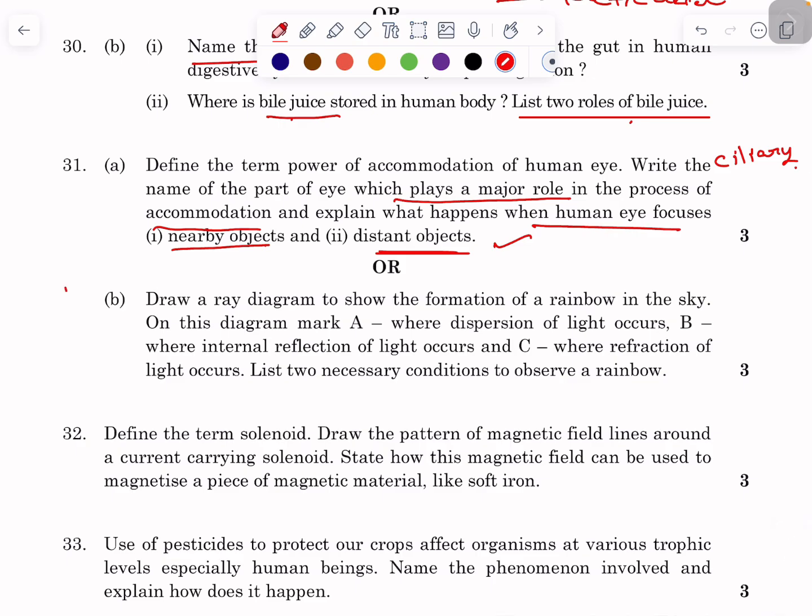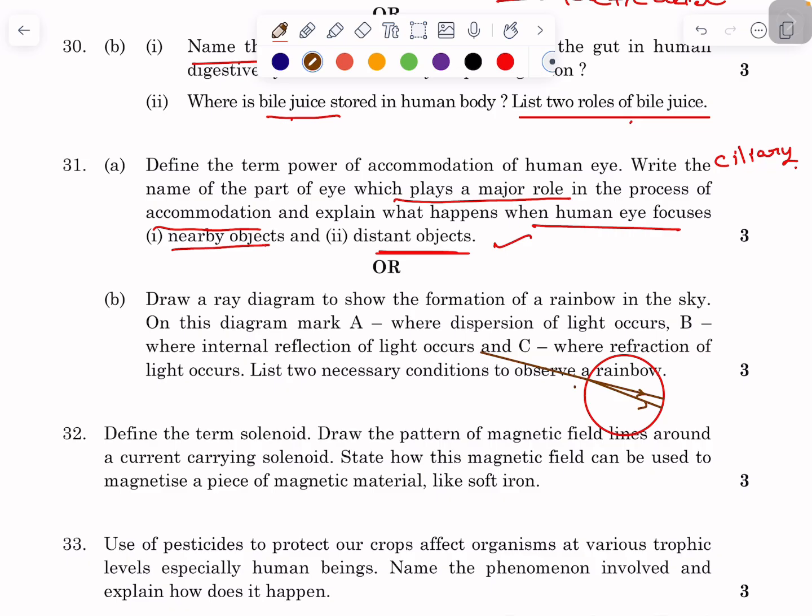Draw a ray diagram to show the formation of a rainbow in the sky. Mark A where dispersion of light occurs. Now you see this is the circle. Now what happens here? When sunlight falls like this, the dispersion of light takes place. Dispersion means splitting of light. So the light can split like this, into different colours.